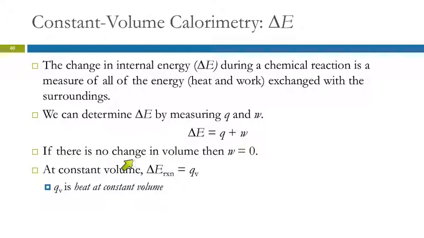Now, if we say that there's no change in volume, the W here is equal to negative P delta V. Well, if delta V is 0, what does the work equal? 0. So if there's no change in volume, then W is 0, and ta-da, the change in energy is equal to the heat exchanged. So trying to be clear, we put a little V here, and that means the heat being exchanged at constant volume.